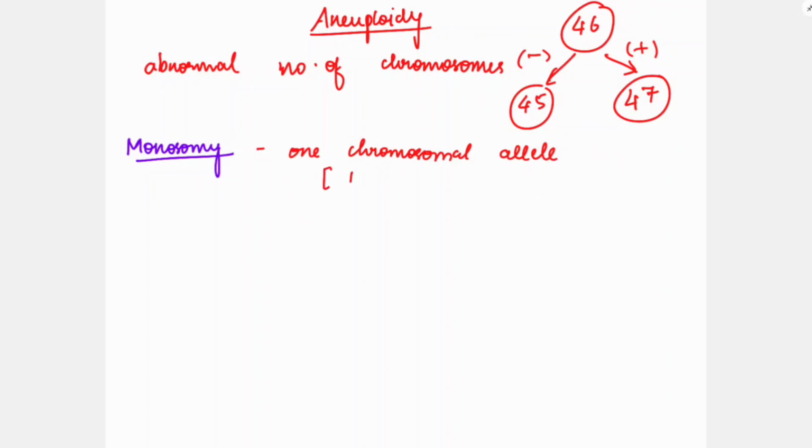One common, best example for this is Turner syndrome. In Turner syndrome, there will be 45X chromosome. There will be absence of one sex chromosome.